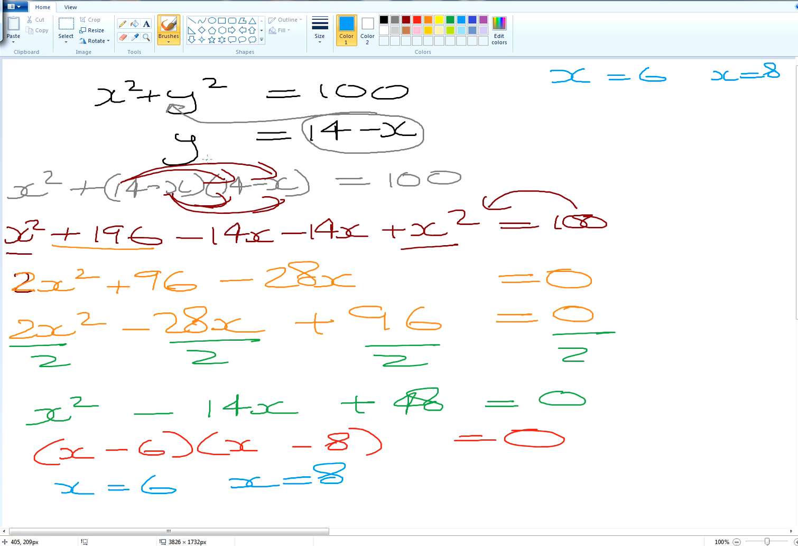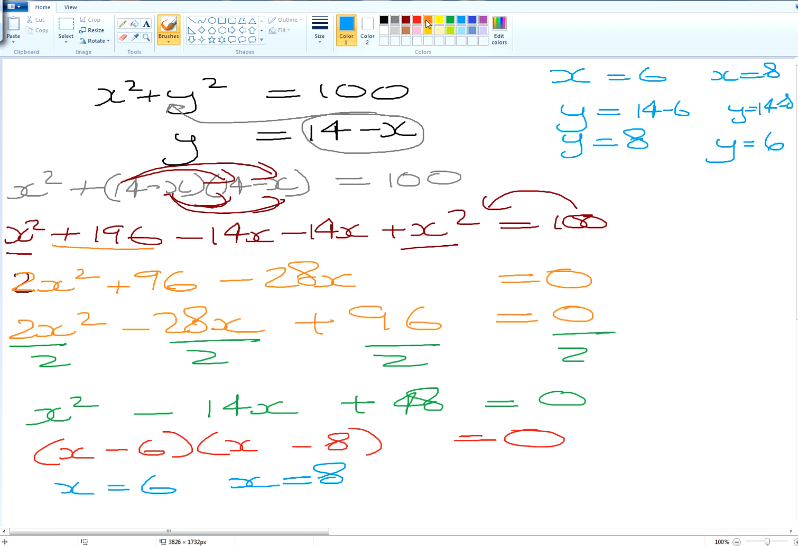So we know y is equal to 14 minus the x value. 14 minus 6, and y is equal to 14 minus 8. What is 14 minus 6? 8. Okay, that took a long time. I thought I was in the foundation class. Okay, y is equal to 14 minus 8. 14 minus 8 is 6.